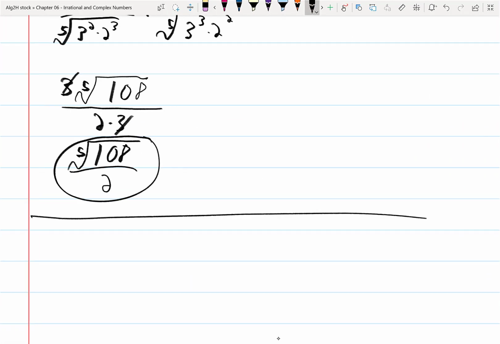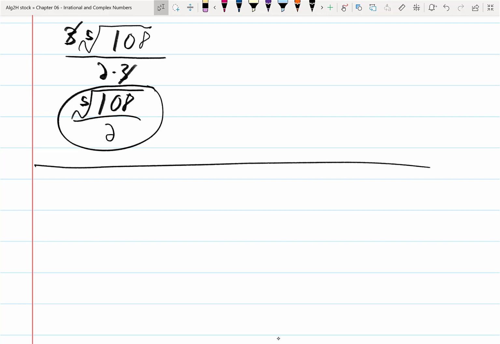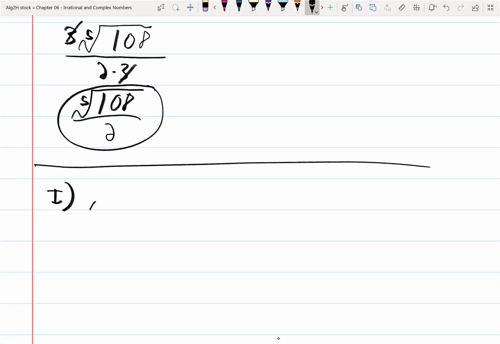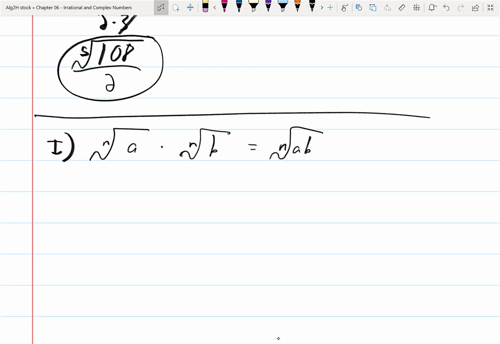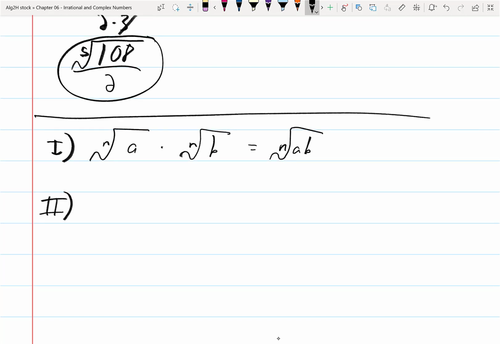So that's simplification. Let's summarize some points about radicals, or some true properties of radicals. This is one property of radicals that we've discussed, or we kind of alluded to. The nth root of a times the nth root of b is equal to the nth root of ab. Radicals can multiply. Property number 2: the nth root of a divided by the nth root of b is equal to the nth root of a over b.